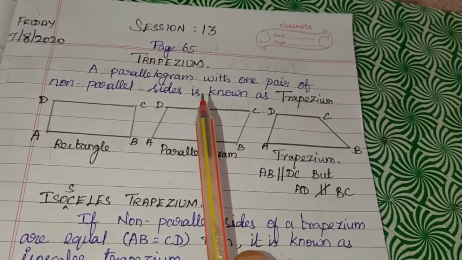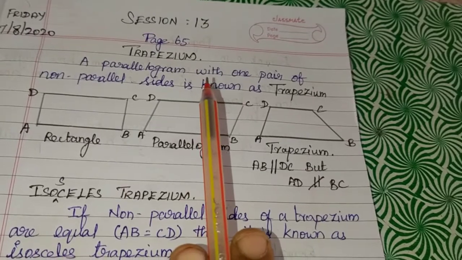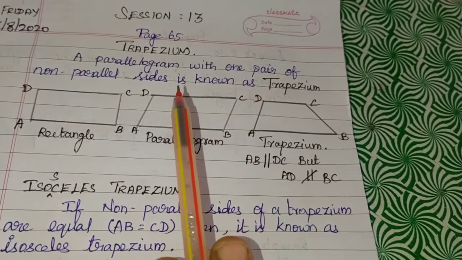So in the definition for the trapezium, I have given that it is a parallelogram with one pair of non-parallel sides.